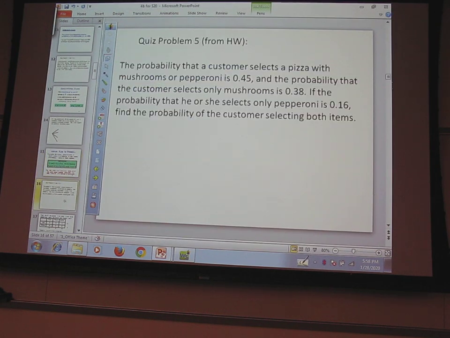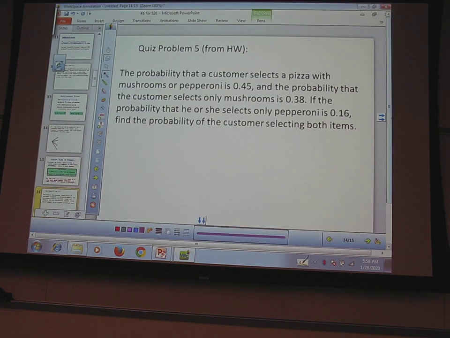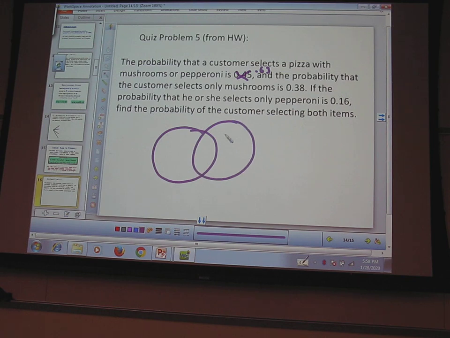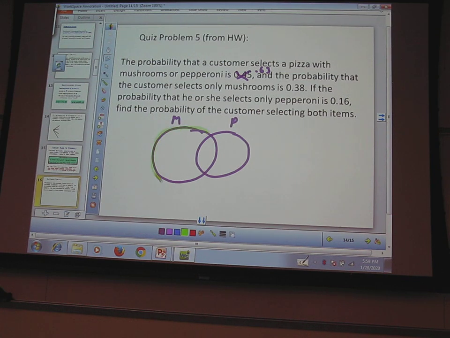All right. Quiz problem number 5 from your homework. You're supposed to change this to 0.63. This is not anywhere else but in your homework, so we're going to go over this one. The easiest way to do that is to draw a Venn diagram. Who's ever seen a Venn diagram before? Good. All right, so this one, I'm going to draw it better than that. Okay, this one is for mushrooms. This is for pepperoni. The total of them, if I add them up, mushroom or pepperoni, should be 0.63.